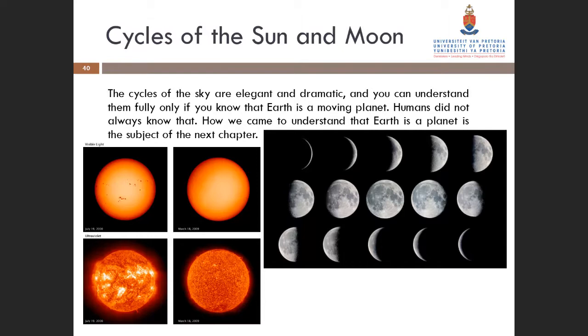So the cycles of the sky are elegant and dramatic, and you can understand them fully if you know that Earth is a moving planet. Humans did not always know that. How we came to understand that Earth is a planet is the subject of the next chapter.